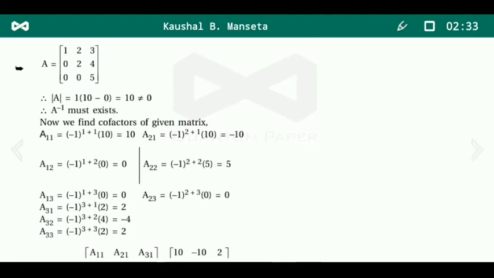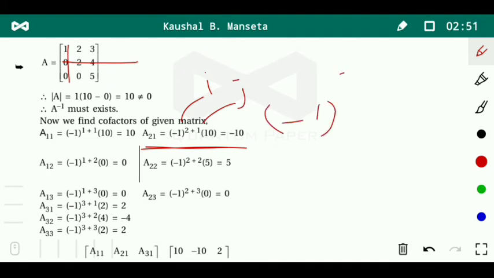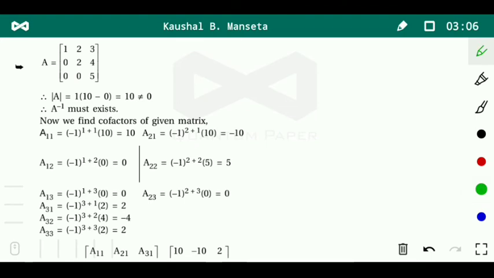Now we have to find out A21. For finding A21 we have to remove second row, first column. So here minus 1 raised to 3, because the value of i is 2 and the value of j is 1. So minus 1 raised to 3 gives minus 1 and the value of determinant is 5 2s are 10 minus 0. So 10. So answer is minus 1 into 10 gives minus 10. Is it clear?